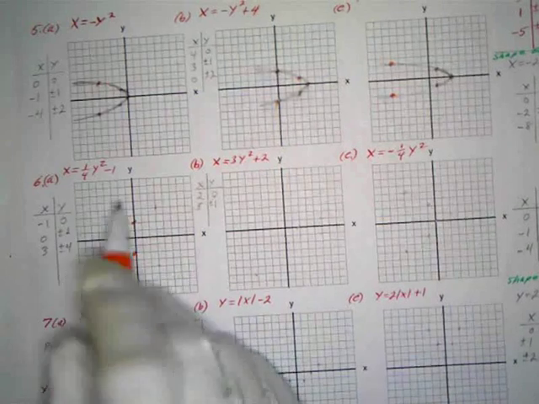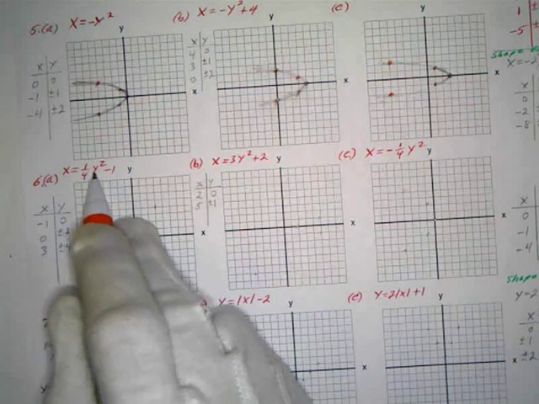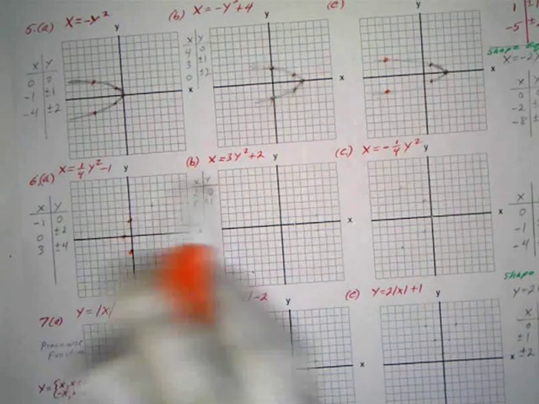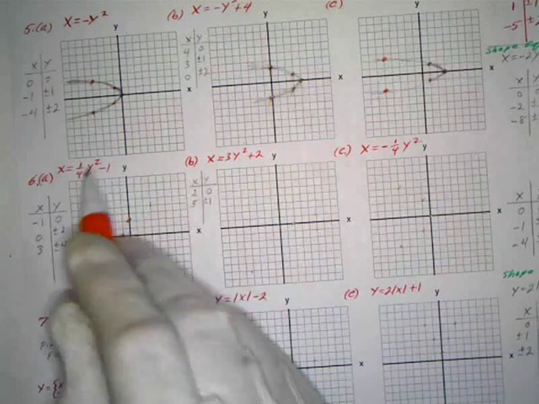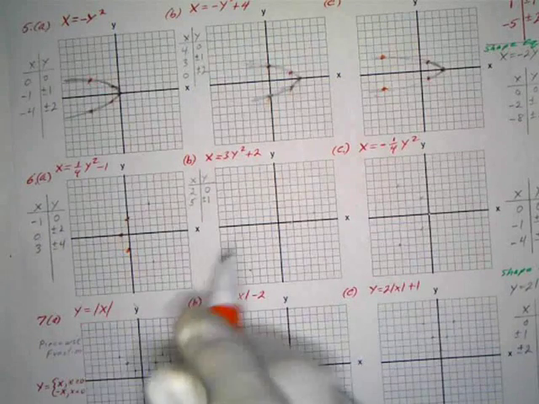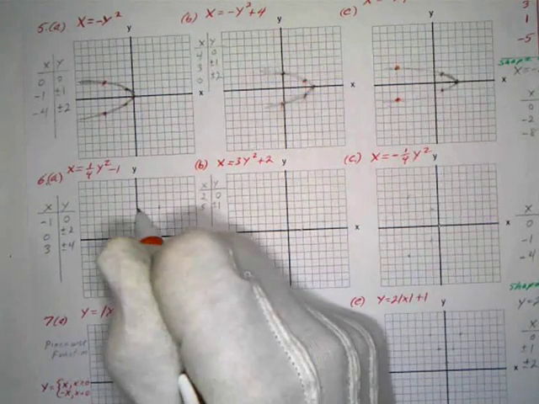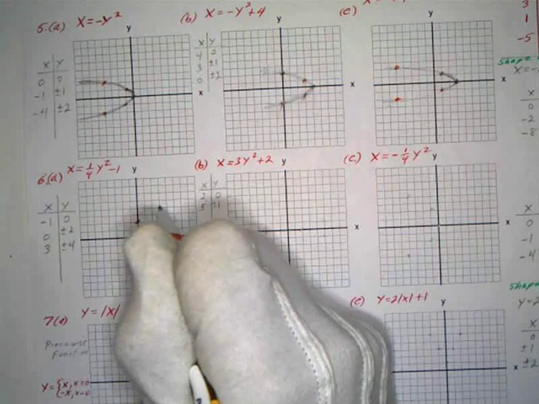And then when y, I'm using even numbers now because I'm taking a fraction that's an even number. So when y is plus or minus 4, 4 squared is 16. 1/4 of 16 is 4. 4 minus 1 is 3. So x is 3 when y is plus or minus 4. So here's my 4, and then x is 3. So I get these points here.